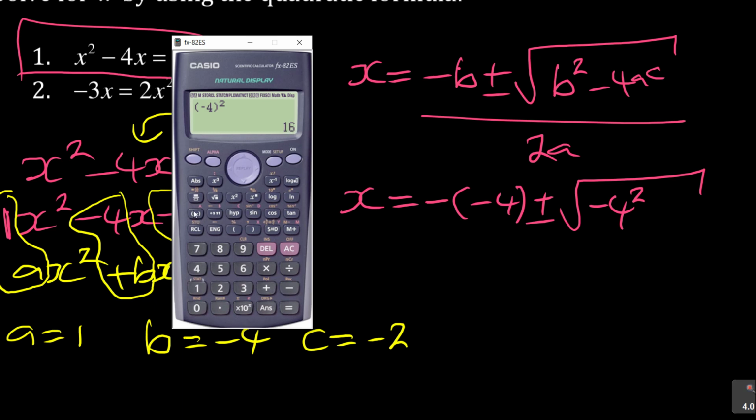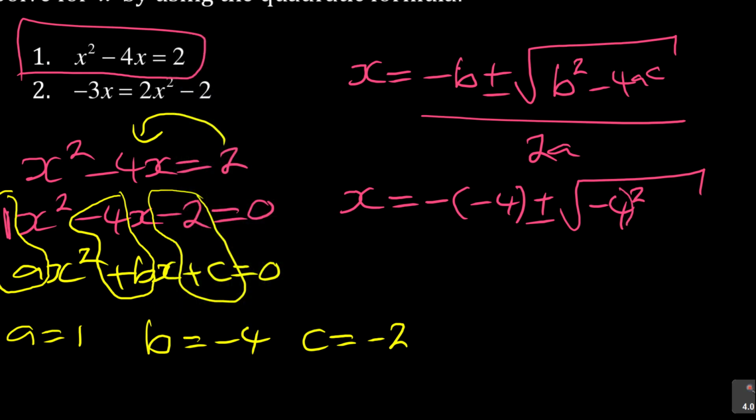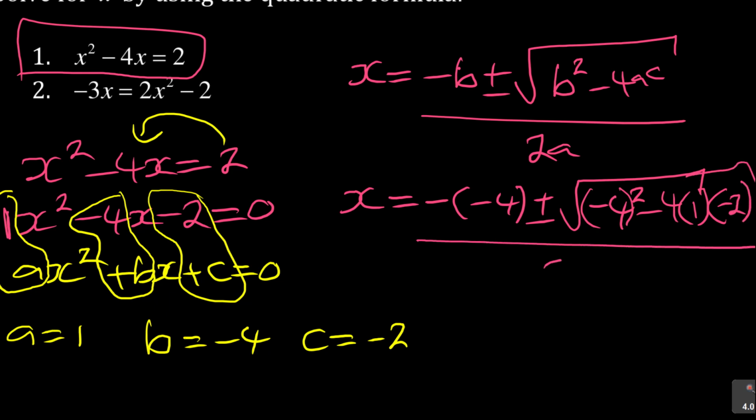But if I just say negative 4 squared, negative 16. So be careful of brackets. So you need to put brackets there. And then minus 4a is what? Is 1. And what is c? Is minus 2. See, I'm putting everything in brackets. Then divided by 2, and then my a is 1.